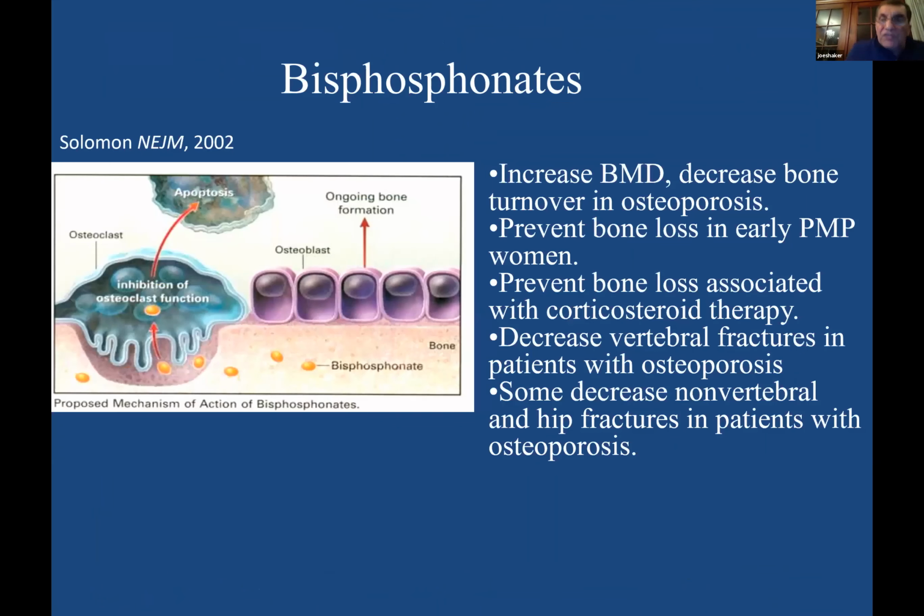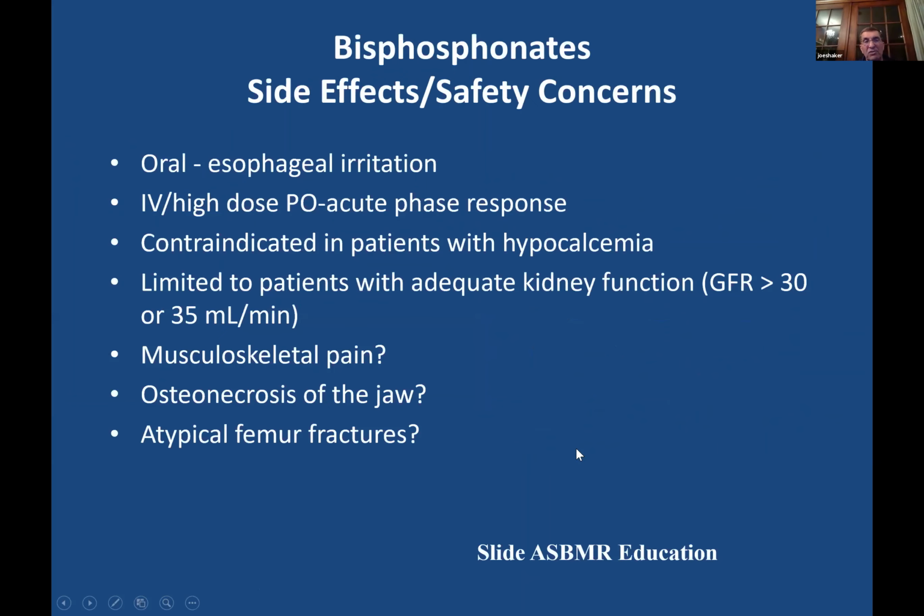So remember that bisphosphonates increase bone density, they decrease bone turnover, they cause osteoclast apoptosis, and they prevent bone loss in early postmenopausal women and with steroid therapy. They've all been shown to decrease vertebral fractures, and some have been shown to decrease non-vertebral and hip fractures. Well, what are the problems? Well, with the oral, you can get esophagitis. With the IV, this acute phase reaction, you can't use it in a hypocalcemic patient, and you can't use it if the kidney function is not adequate. And then these rare things, the musculoskeletal pain, I'm not so sure about that.